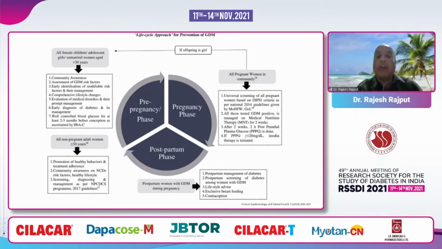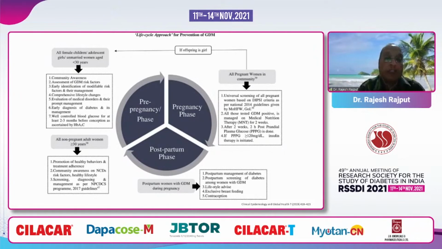In contrast, if we see women in the pregnancy phase, as has been commonly done in routine clinical practice, we have to universally screen all pregnant women, identify them at the earliest, and initiate medical nutrition therapy. But remember, in pregnancy, you have not to wait more than 2 weeks. If after 2 weeks of therapeutic lifestyle change, the glucose level remains more than 120 milligram per deciliter, we have to initiate therapeutic drugs. Lastly, the postpartum phase is also important.